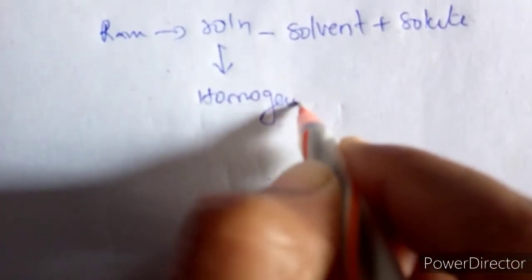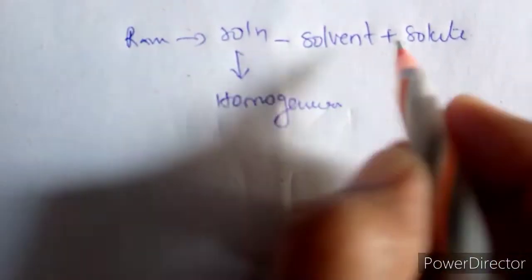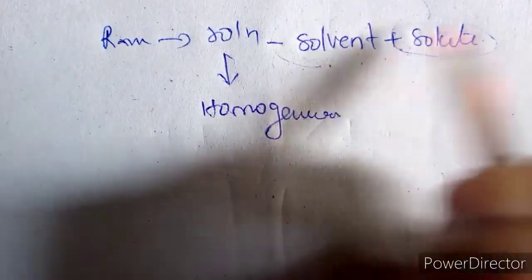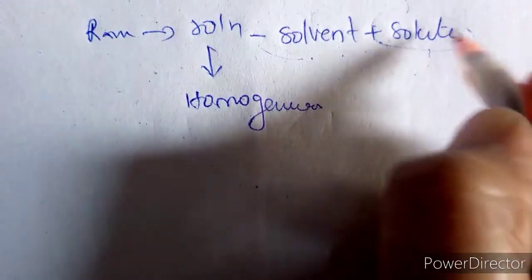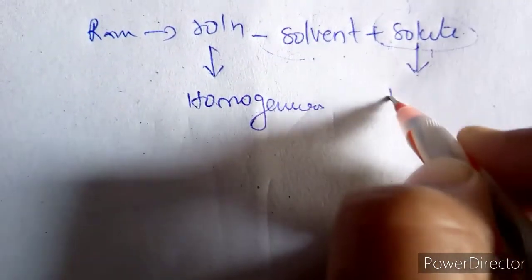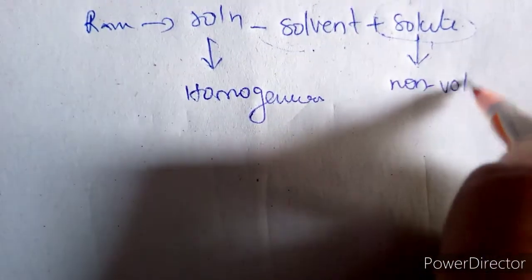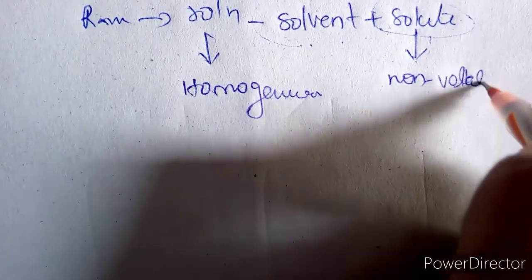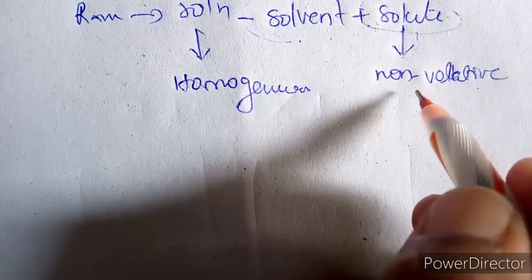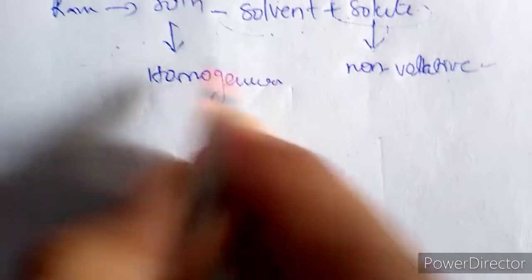It's a homogeneous mixture of two or more substances. So what is a solvent? Solvent is the continuous medium in a solution, and solute is what is dissolved in the solvent. Here in this solution, we are taking a non-volatile solute. Non-volatile means in a solution it doesn't undergo vaporization.